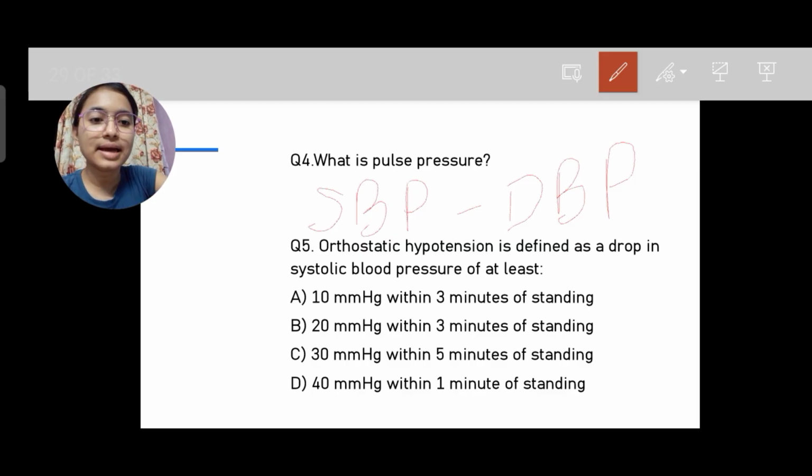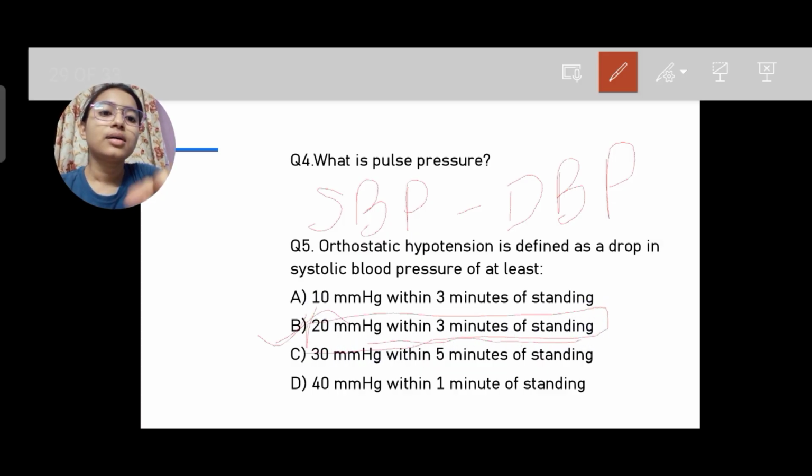The right answer is 20 mm of Hg within 3 minutes of standing. Then we will call it orthostatic hypotension. So what is orthostatic hypotension? If the BP of a person suddenly falls after standing from a prolonged lying position, so if the systolic BP falls 20 mm of Hg and the diastolic BP falls 10 mm of Hg within 3 minutes of standing, then we will call it orthostatic hypotension. Clear?